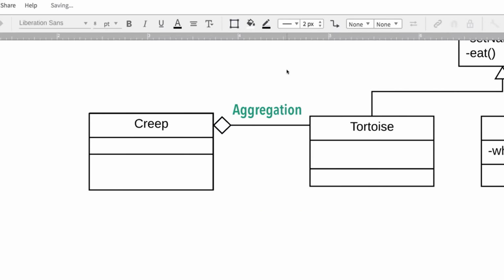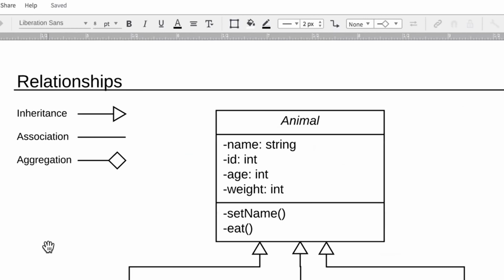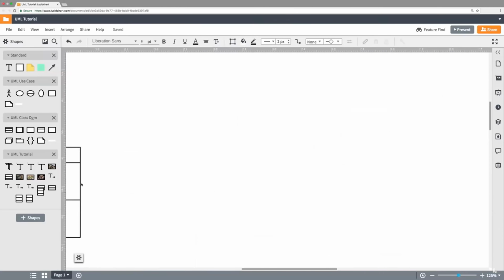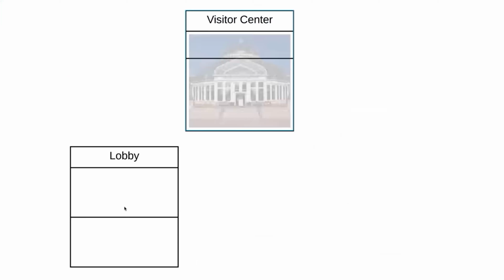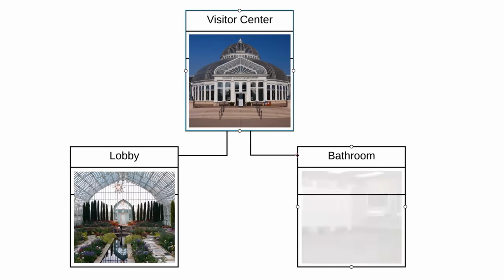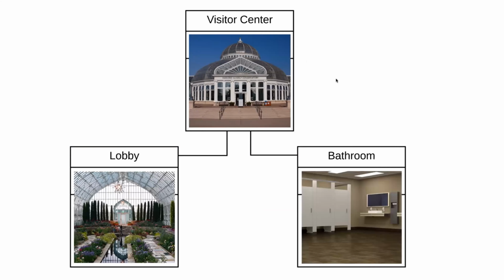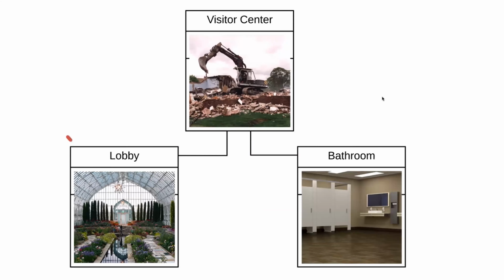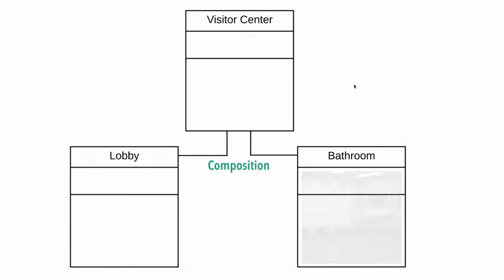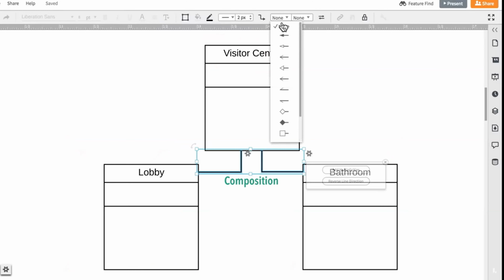There's also a relationship where the part can't exist outside the whole. It's called composition. To illustrate this, I'm going to create a few new classes. Let's just say we have several different visitor centers in our zoo, and each of those visitor centers has a lobby and a bathroom. Now, if one of our visitor centers was torn down, the lobby and the bathroom of that visitor center would be destroyed as well. Those rooms couldn't exist apart from the visitor center that they're in. That's composition, when a child object wouldn't be able to exist without its parent object. We know the composition relationship with a closed diamond.